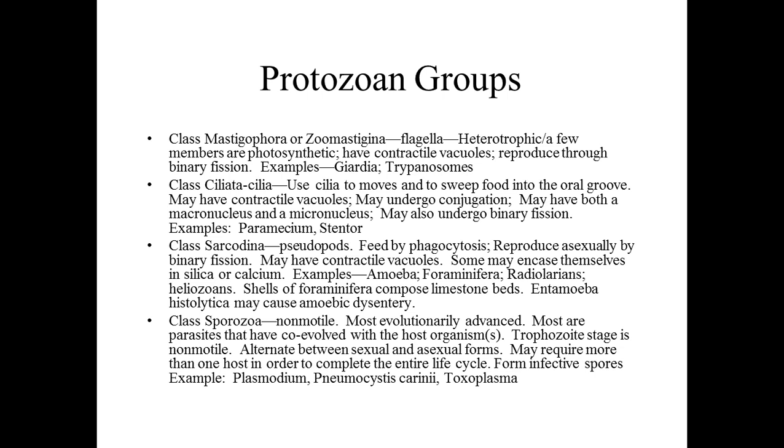The first protozoan group we'll talk about is called Mastigophora or Zoomastigina. These things move with a flagella. Remember, protozoans are classified based on how they move. So this group has a flagella, a long tail-like whip. The things in this group are heterotrophic, although there are a couple that can do photosynthesis, but mostly heterotrophic.